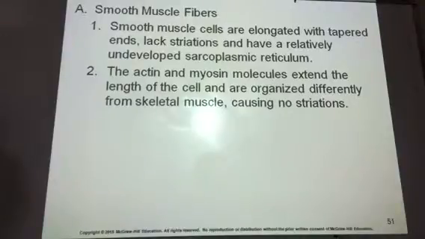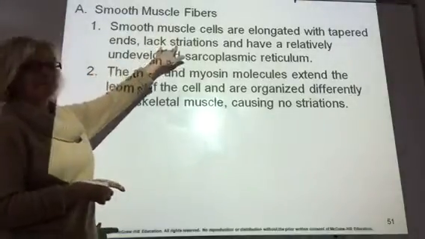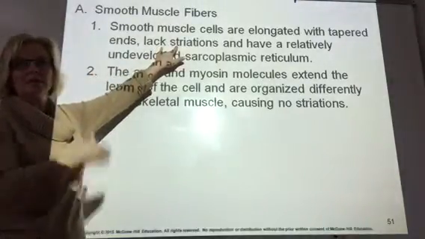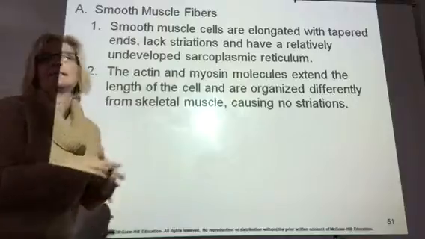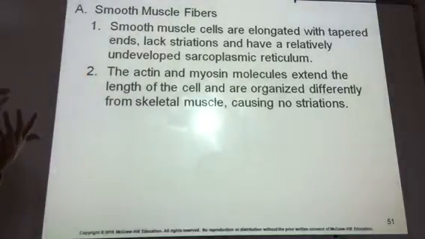Today we're going to look at different types of muscles. Smooth muscle is different than skeletal muscle. Smooth muscle gets its term from the fact that the cells are long, elongated, with tapered ends. The smooth muscle comes from the fact that they lack striations. They don't have lines that show up. They are smooth. Sarcoplasmic reticulum is not quite as developed.